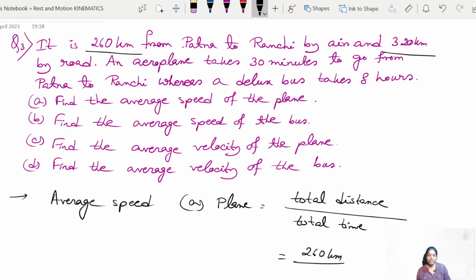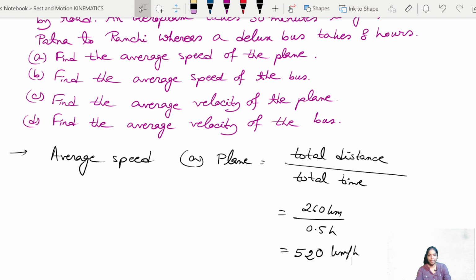If we convert 30 minutes into hours, it will be 0.5 hours. So, it will be 520 km per hour. This is the average speed for the plane.